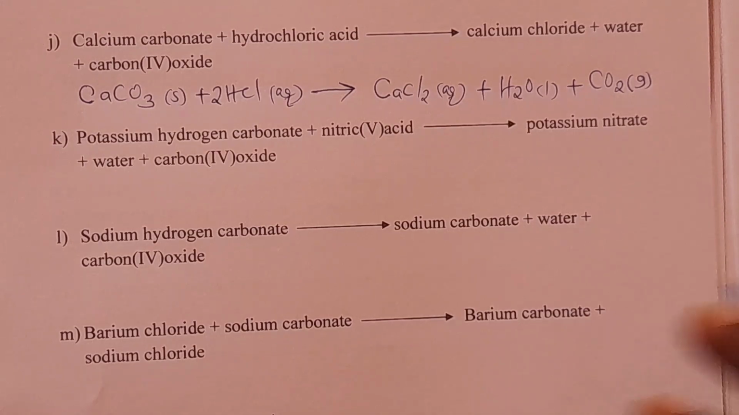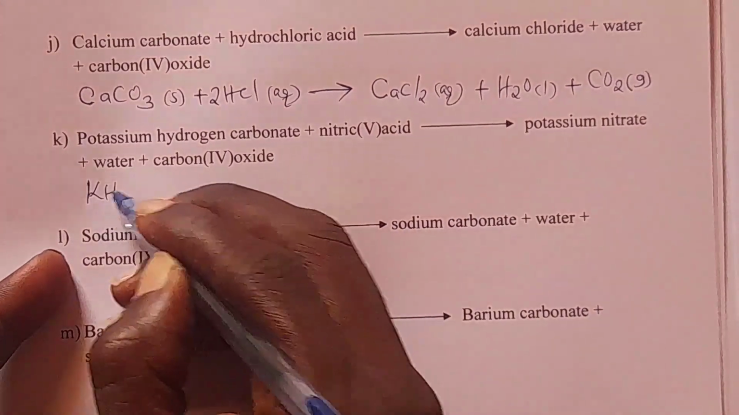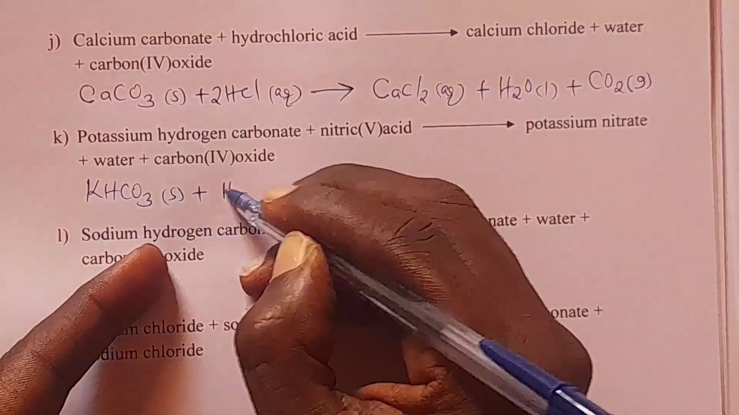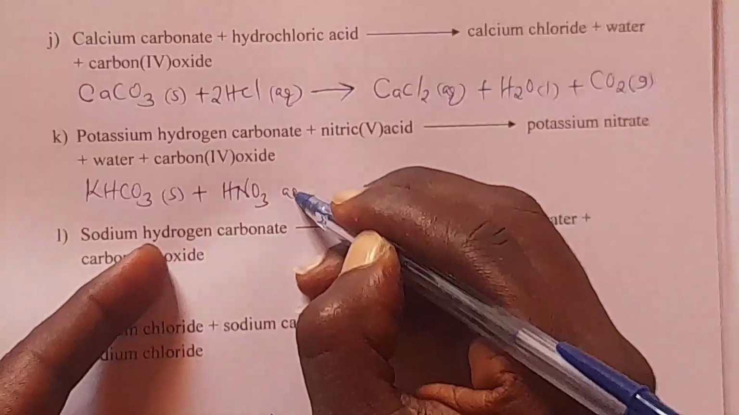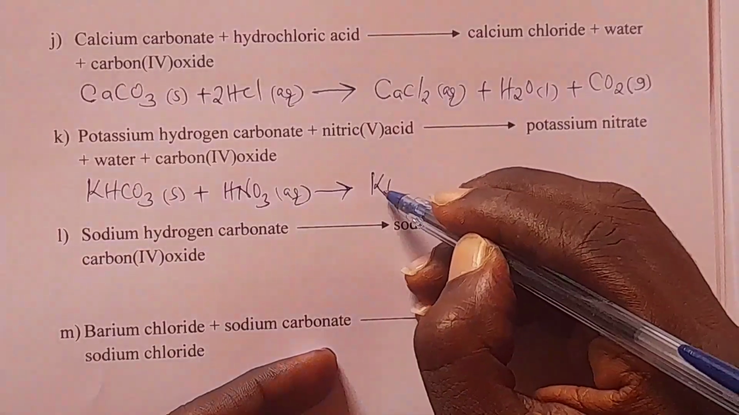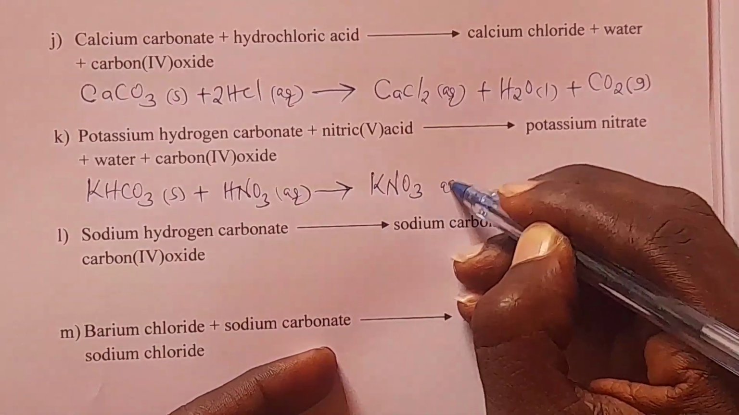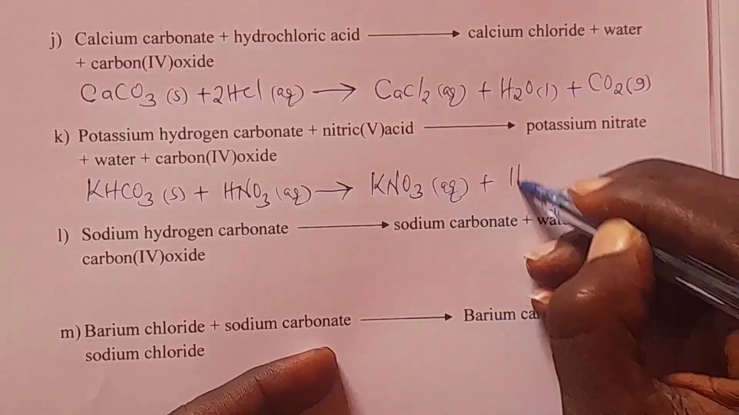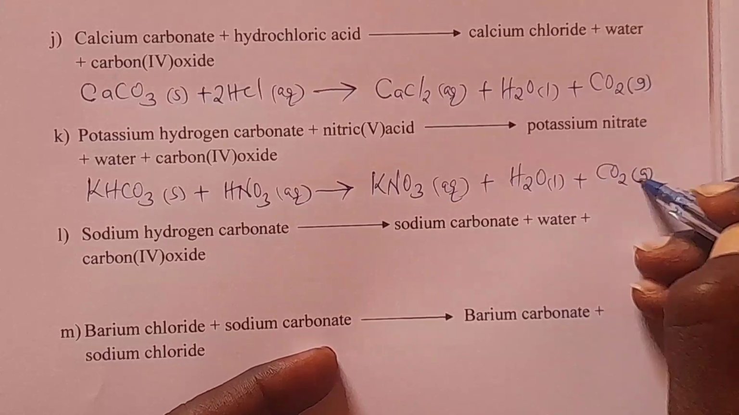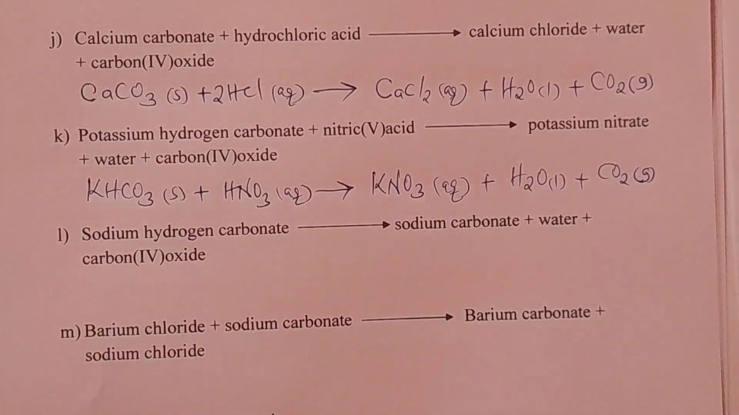Next, we are going to have potassium hydrogen carbonate. It's written like this: potassium hydrogen carbonate, solid, reacting with the nitric 5 acid. We are going to have nitric 5 acid aqueous like that. Then we are going to get potassium nitrate. It is written like this: potassium nitrate, aqueous, plus water, liquid, plus carbon dioxide gas. So check, this equation is self-balanced.